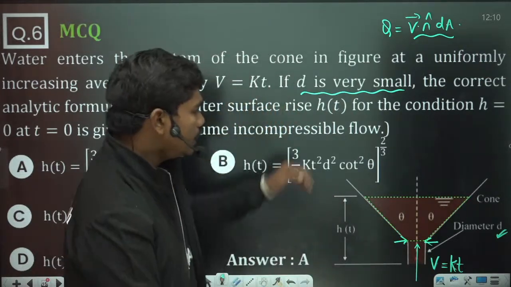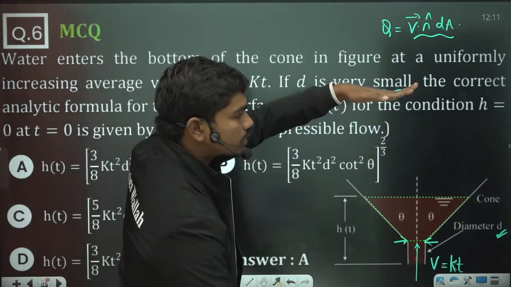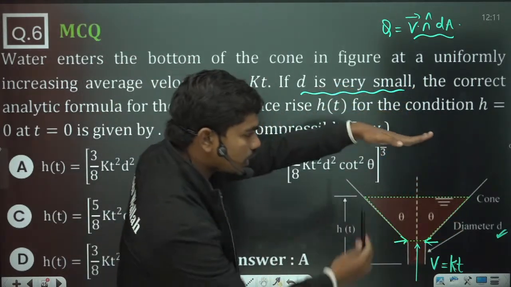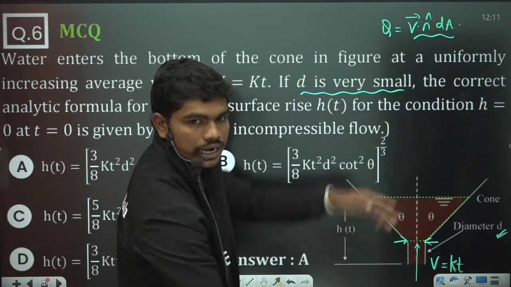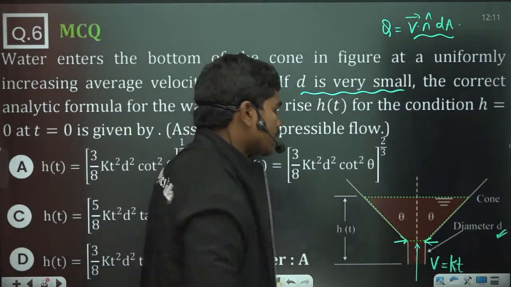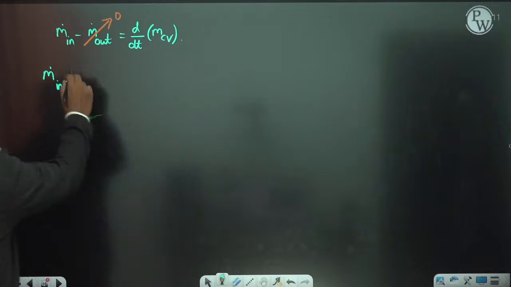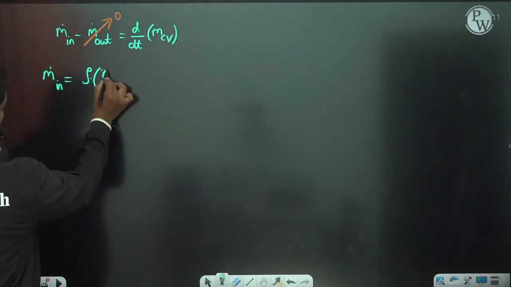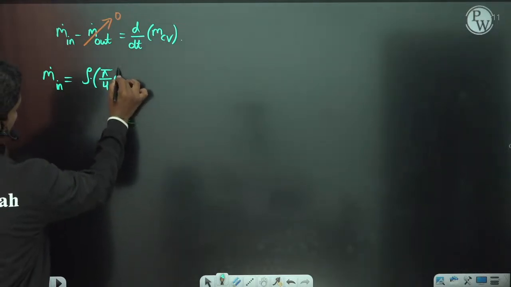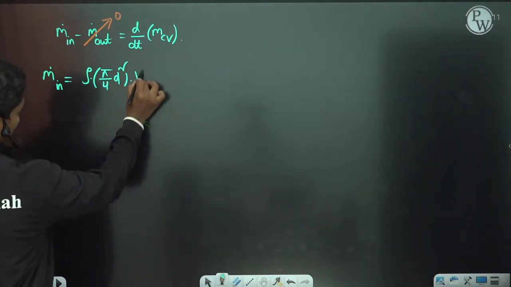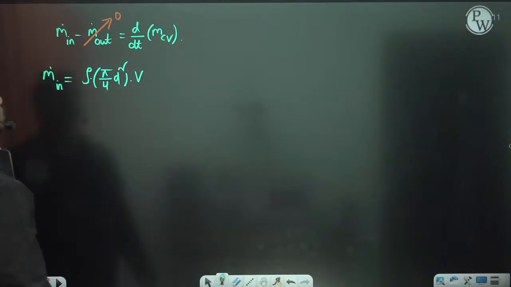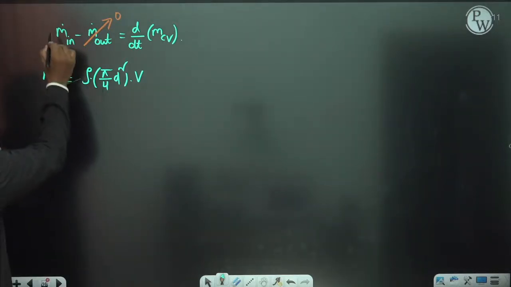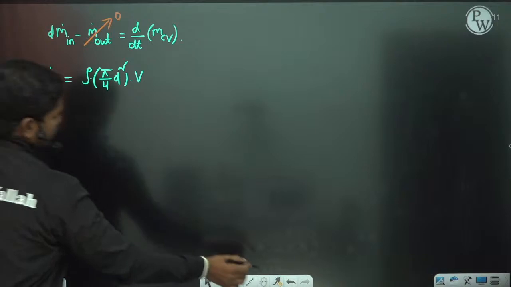Now it is a vertical cone. So let us suppose this is the cross section, the cross section is horizontal, so the velocity should be exactly vertical. And since the velocity is exactly vertical, we write m dot in is equal to density times area of cross section, which is pi by 4 d square, into flow velocity, which is v, some function of t. So this is the small mass which is flowing in. So we write dm in, or m dot in minus m dot out.